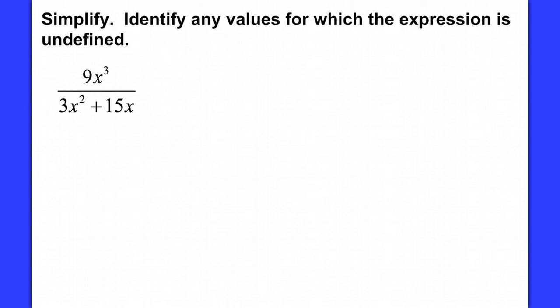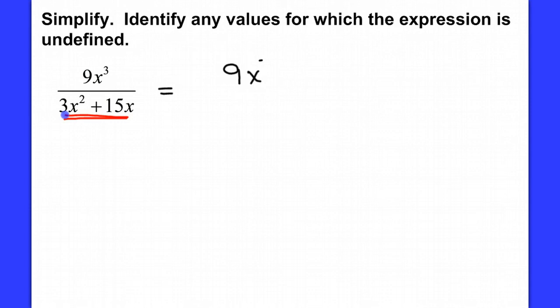Okay, we're going to jump in and look at our first example here. It's asking us to simplify this rational expression and identify any values for which the expression will be undefined. So first off, we want to make sure everything is factored out in this example. We can't factor our numerator, 9x to the third, but we can factor 3x squared plus 15x. There is a greatest common factor between these two, and hopefully you can identify what that value would be. We're going to take a 3x out of both of those terms.